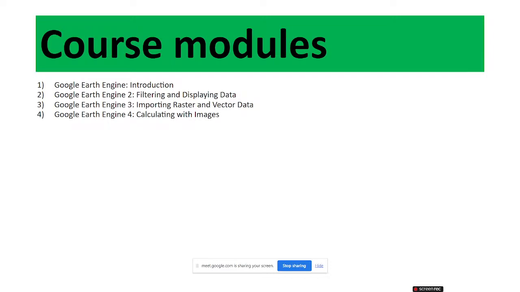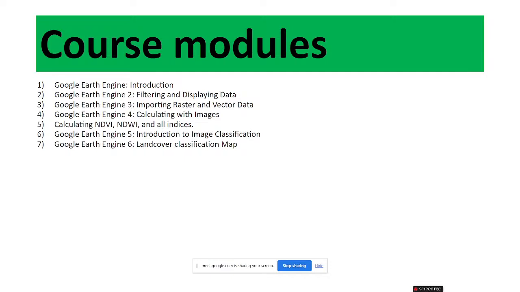Different types of calculation we can easily do, and make the NDVI, NDWI, or any other indices using the Google Earth Engine platform. Then we move to the introduction to image classification. We talk about all types of image classification, how you can make the land use land cover classification map, and all of the details. After classification, how you can check the accuracy assessment and calculate the area.